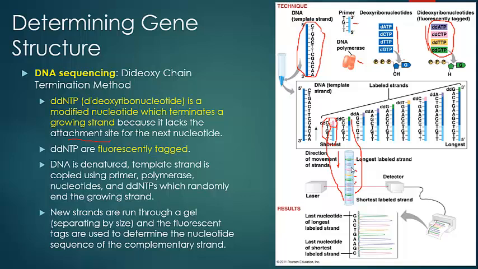So by looking at the sequence of the colors in the gel, we then determine the sequence of the nucleotides making up the gene. This was the method by which we've determined the sequence of all the bases in all of the genes in our genome.